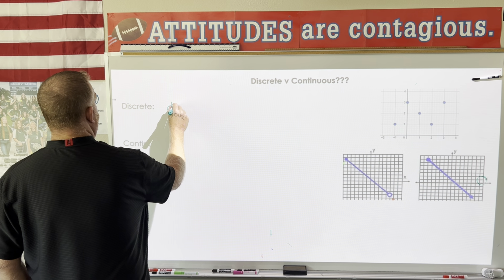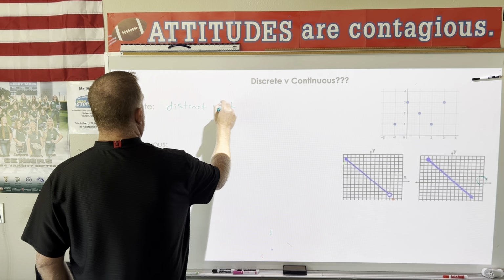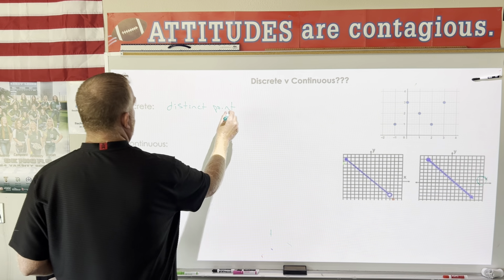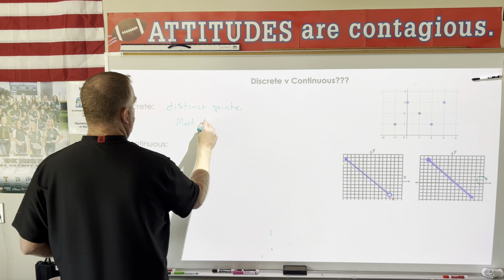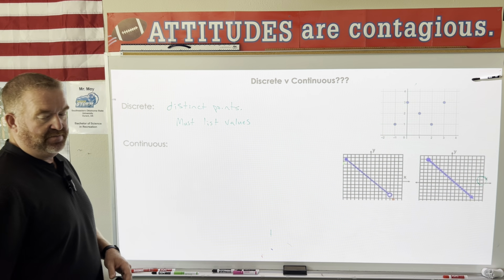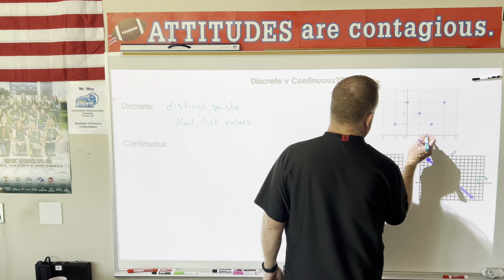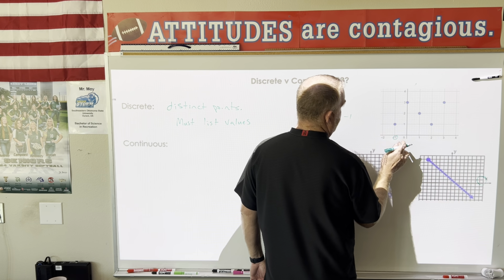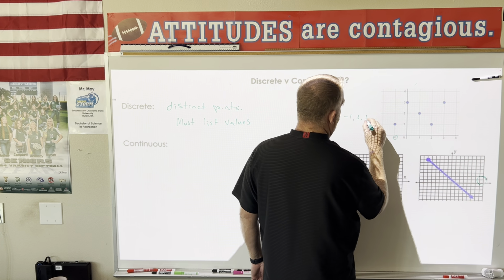These are very distinct points. In other words, point. Okay, they're very distinct points, and you must list the values. So for example, that would be these. So when we're talking about domain, we're talking about -1. We're talking about 3. We're talking about 1, 2, and 3, right?